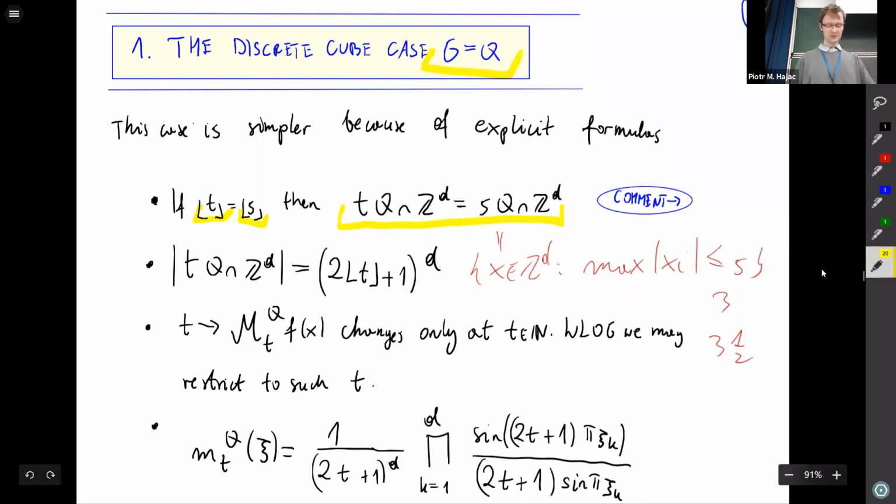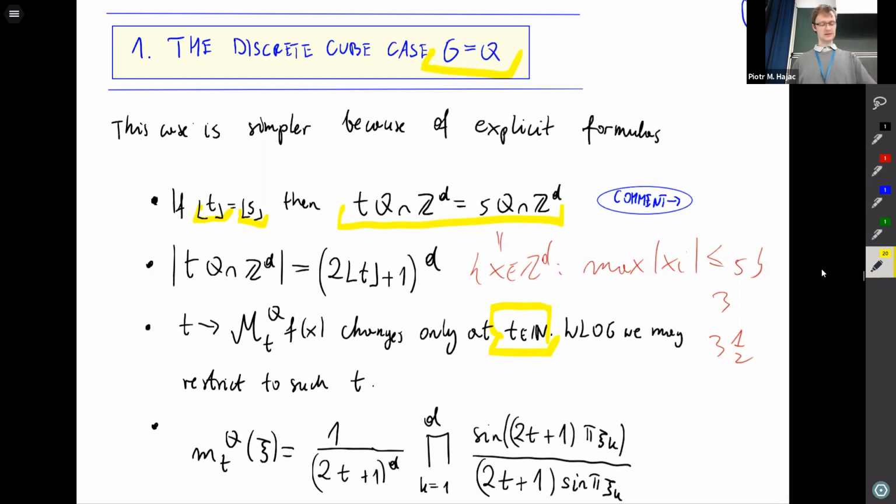And for this reason, we may, without loss of generality, take just t which are integers, both in the averaging operators and in the maximal functions. In the definition in the beginning, there was a supremum over all t greater than 0. But for this particular question, only t's that are integers matter, natural numbers even.